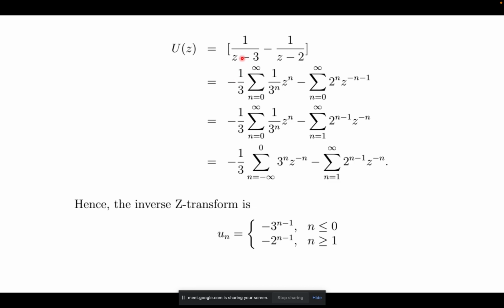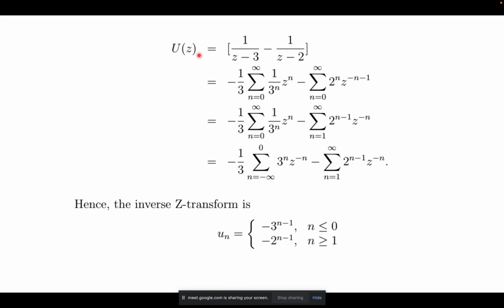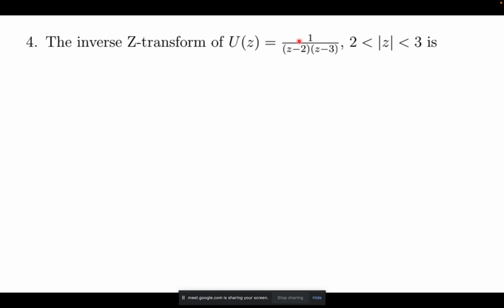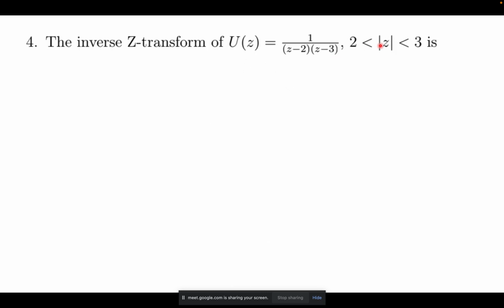So what you can do first, you can rewrite this capital Uz like this, right? It's very easy to write in this fashion. If you add plus minus 1 on top, then you can rewrite this like this. Now you see from the limit, it is saying the modulus of z is more than 2, but it is less than 3, right?